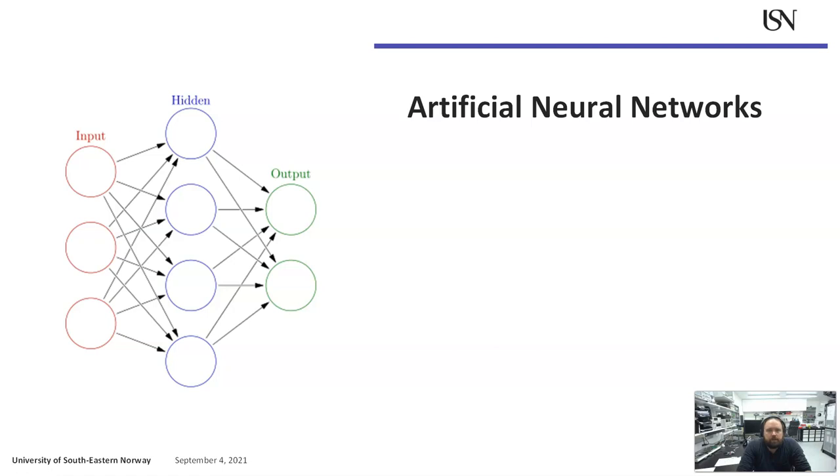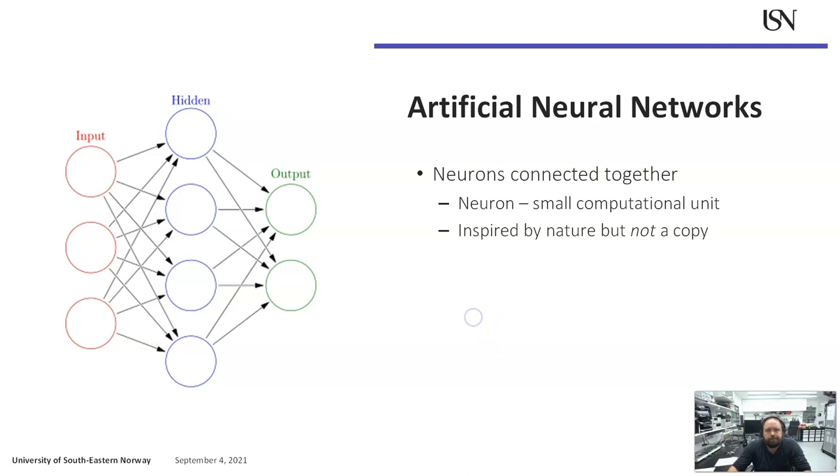So I guess that most people have heard about artificial neural networks by now and have some notion of what this is. And put briefly, then, as the name implies, an artificial neural network is a bunch of neurons that's connected together into a network. And a neuron is nothing more than a simple computational unit. It's a tiny little mathematical operation. But we connect together many of these operations into a network.